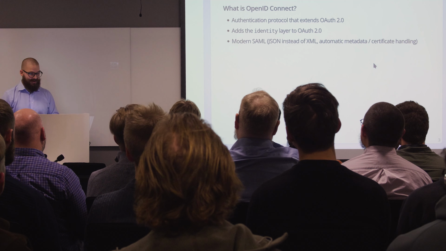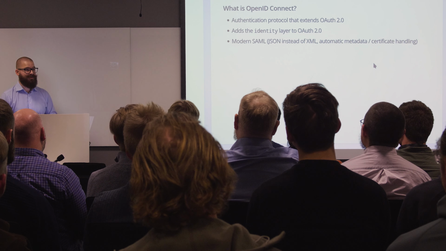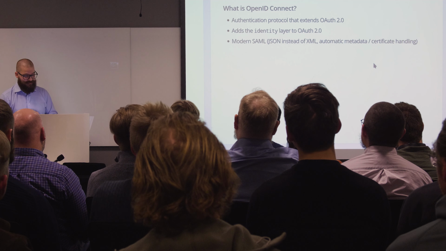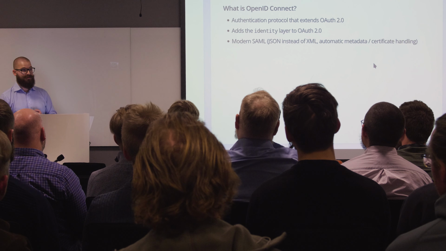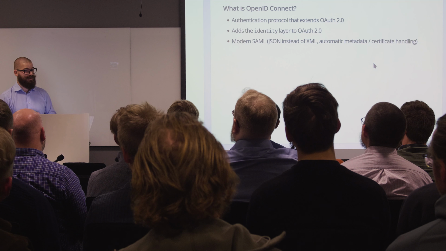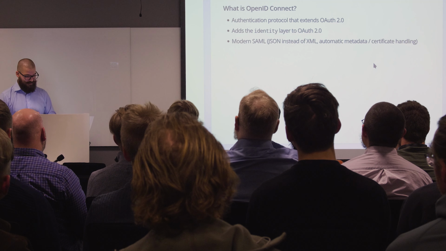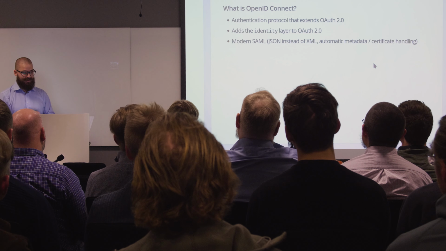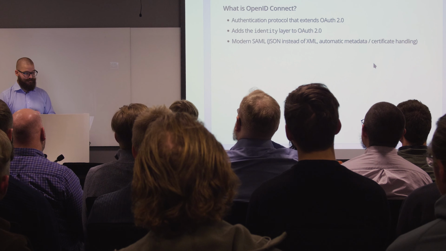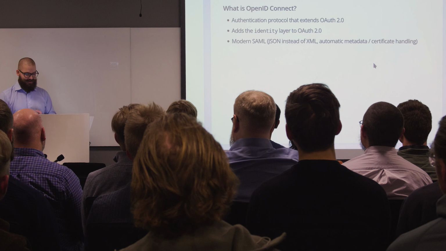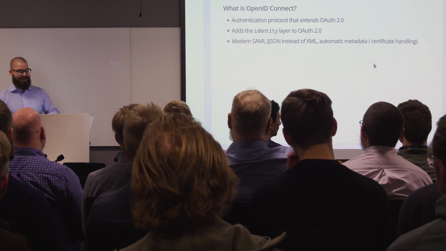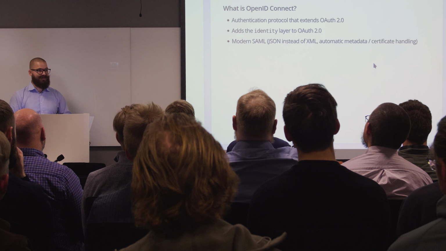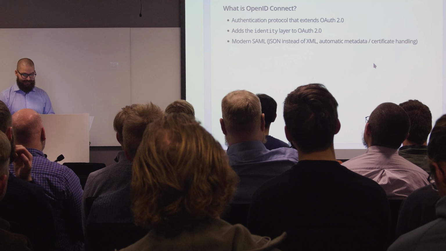So, OpenID Connect is an authentication protocol that extends OAuth 2.0, and just FYI, OAuth 2.1 is on its way out. So it's coming. Winter is coming. It adds an identity layer to OAuth 2 and is a modern SAML where you use JSON instead of XML, and you don't have to manually exchange certificates and awful stuff like that.